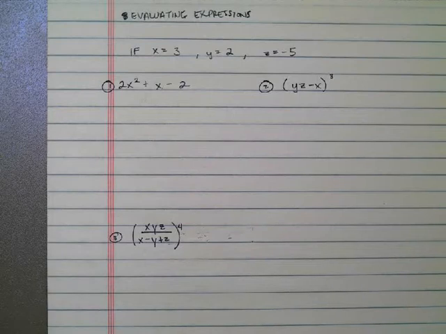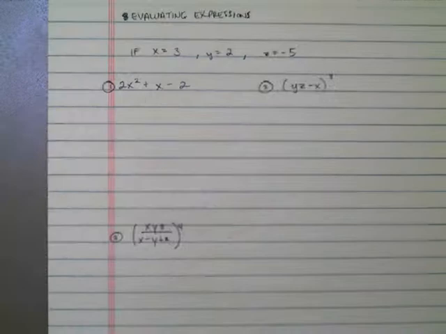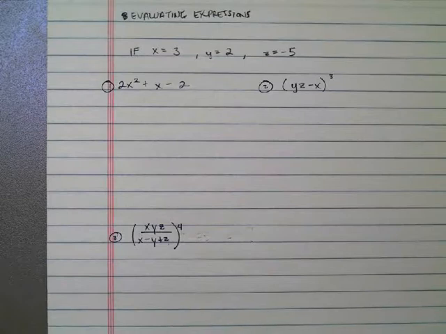In this video, we're going to talk about evaluating expressions. If, for instance, we happen to know that x was equal to 3, y was equal to 2, and z, which is kind of hard to see there, it's a z with a little line through it, so you don't mistake it for a 2. If that equals -5, then we want to be able to evaluate an expression like this.